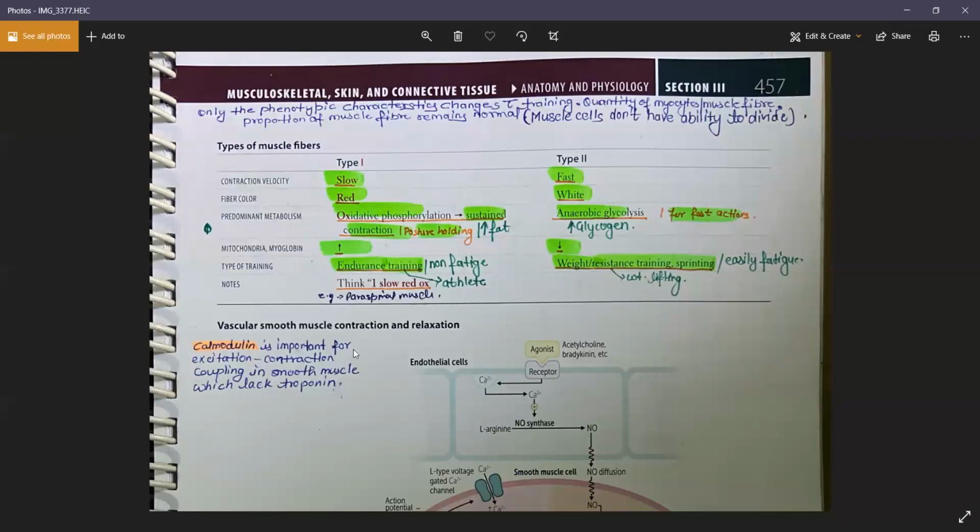The type of training for type 1 is endurance. And the type of training for type 2 is weightlifting, or resistance training. Type 1 muscles are not fatigable. Type 2 muscles are very much easily fatigable. So, that would be all about these type 1 and type 2 fibers. Any doubt?